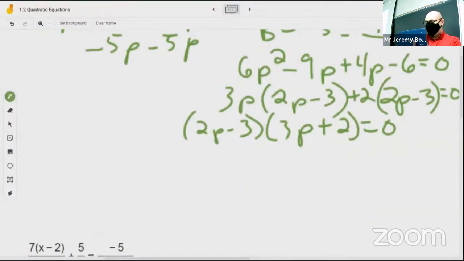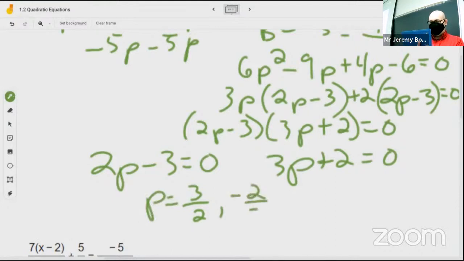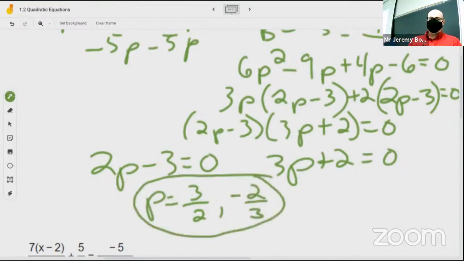Apply the zero product property to that. 2p minus 3 is equal to 0, or 3p plus 2 is equal to 0. If you solve those, you're going to get what? 3/2. Sorry, I did that wrong. 3/2 and negative 2/3. And that'll be your solution there. Any questions on that one?